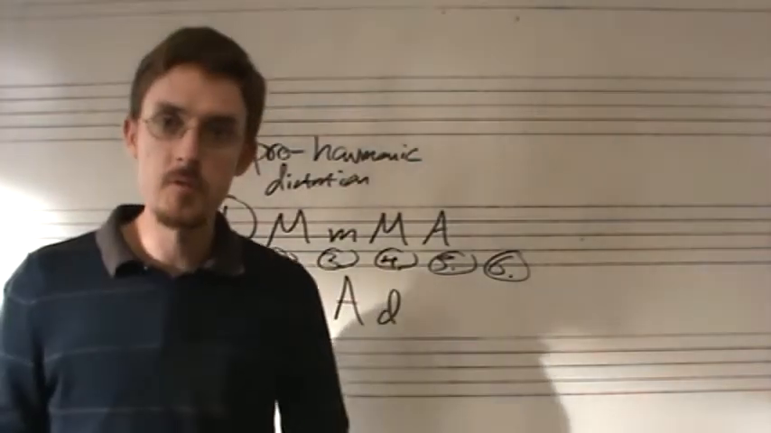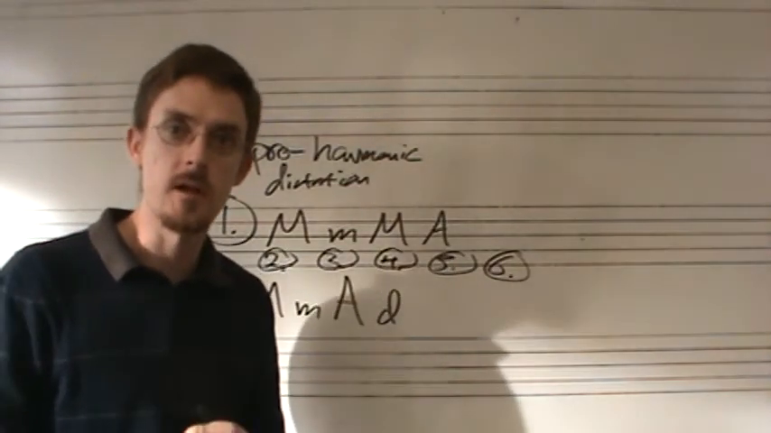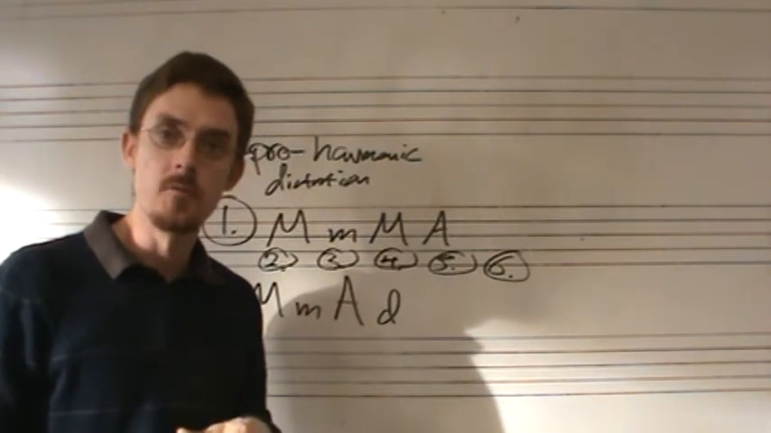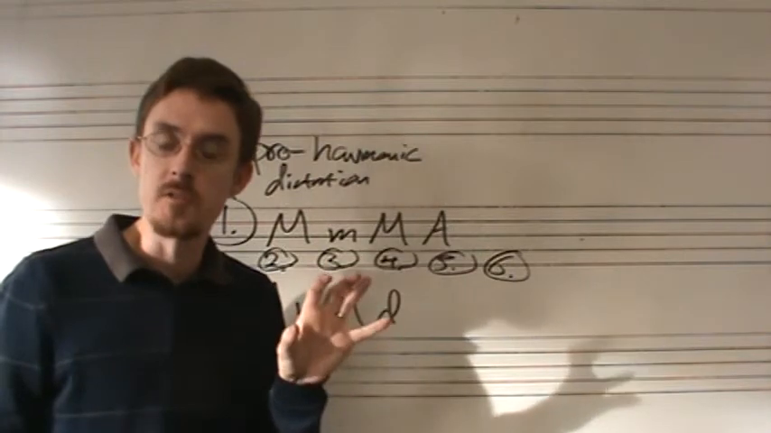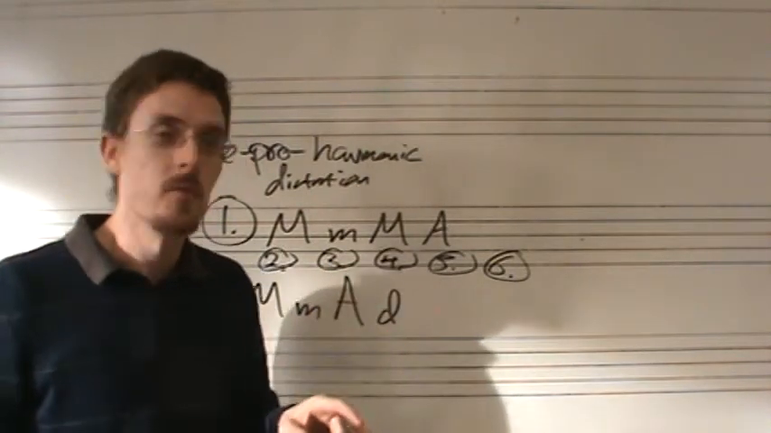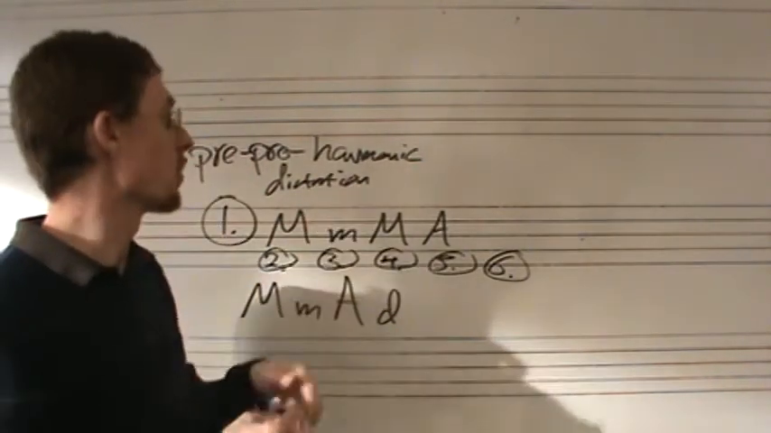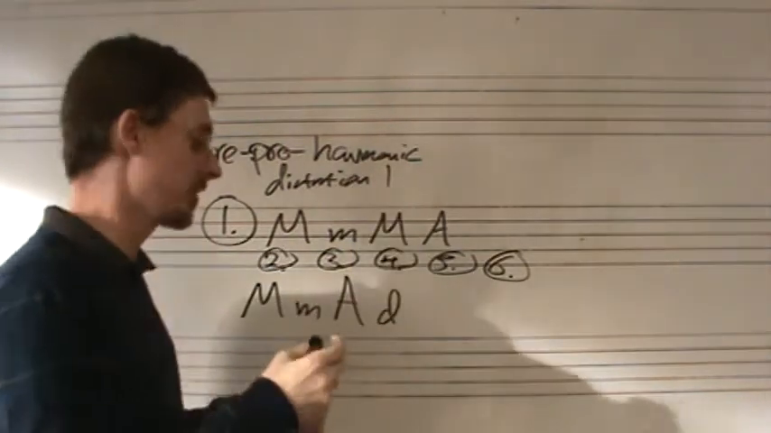Okay, so write all those down and bring them to class on Friday. The purpose of doing this is so that you can hear the qualities of chords in time. Now, this is kind of pre-harmonic dictation 1. I guess we can call it pre-harmonic dictation 1.